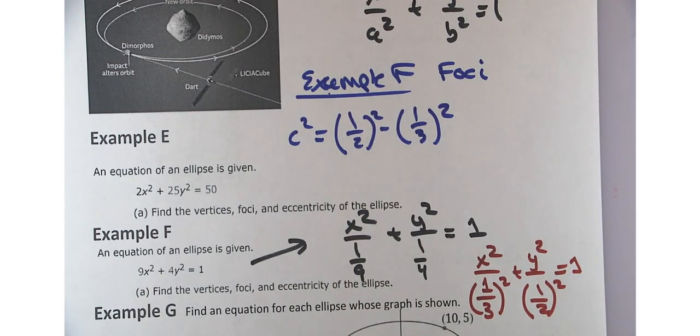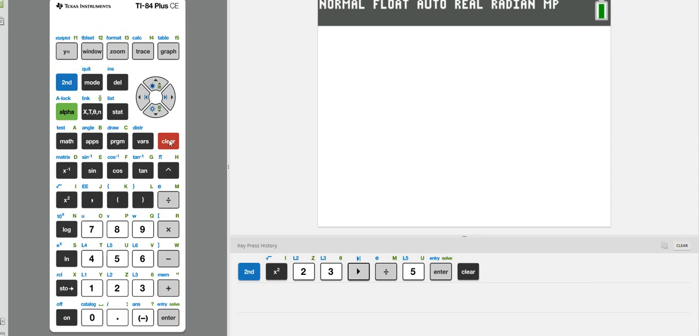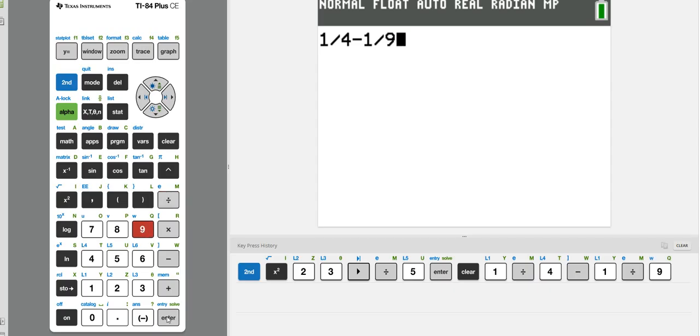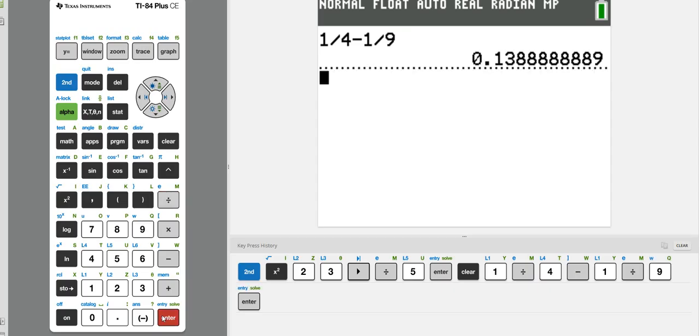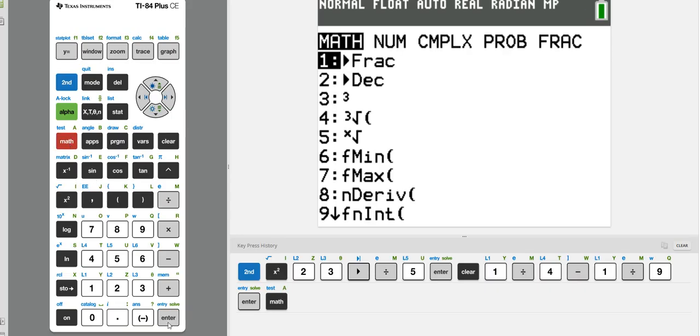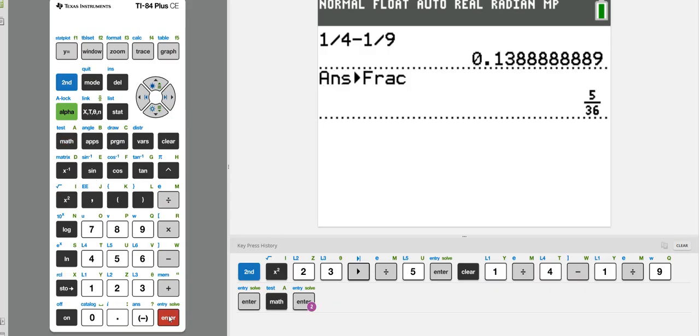Now 1/9 minus 1/4. If you're getting a little squeamish, like, oh, I really hate fractions, no worries. You can do that on your calculator. Let's just do 1/4 minus 1/9, and you're going to get a decimal value, but then you can hit the answer to fraction key to figure out that I think it should be like 5/36 or something like that. Let's just double check here. Math, answer to fraction, bam. There we go. So we get 5/36.